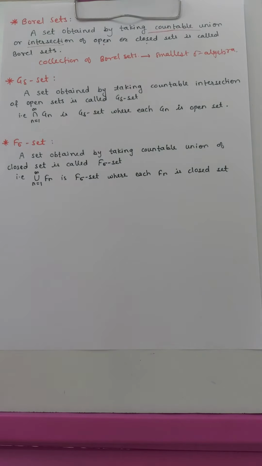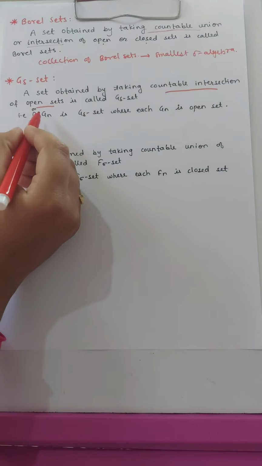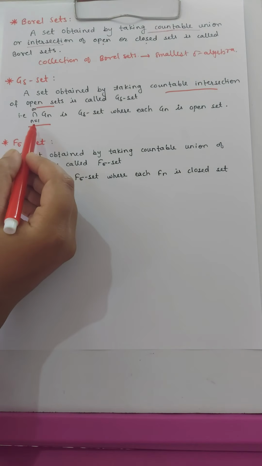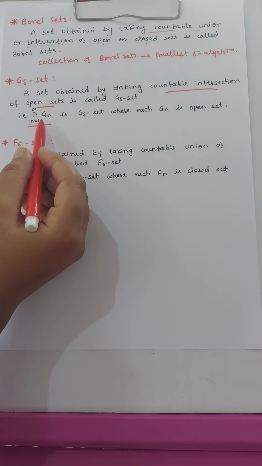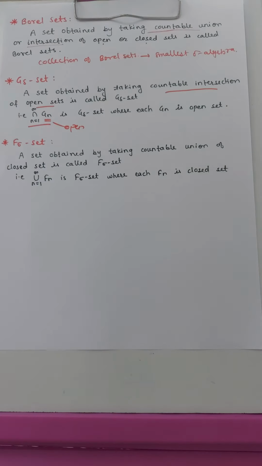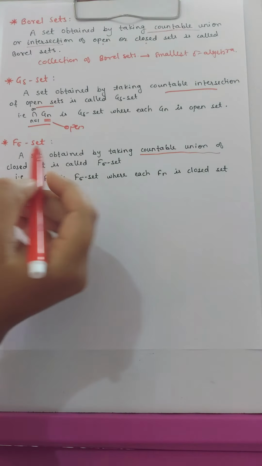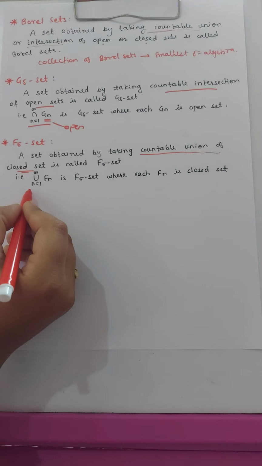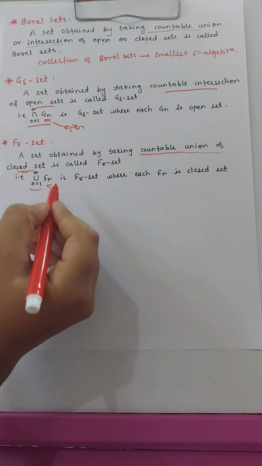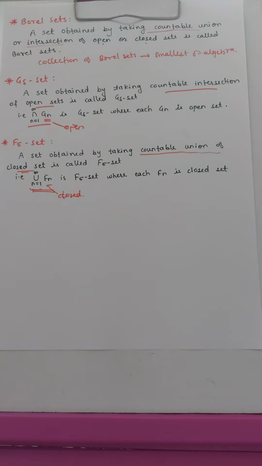Now the next definition is, what is a G delta set? A G delta set is obtained by taking a countable intersection of open sets. That is, if we take the intersection over n from 1 to infinity of Gn, where each Gn is open, then this set is called a G delta set. The next definition is the F sigma set. An F sigma set is obtained by taking a countable union of closed sets. That is, the union over n from 1 to infinity of Fn, where each Fn is closed, then this set is an F sigma set.